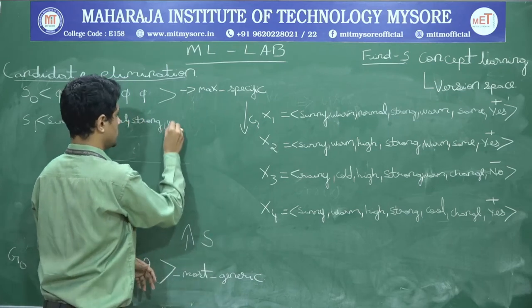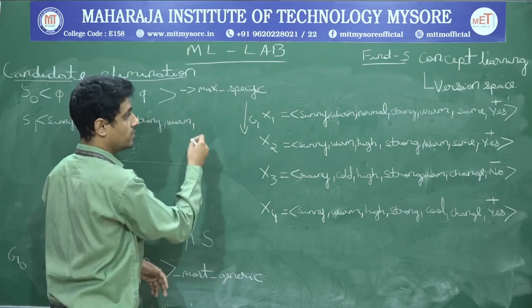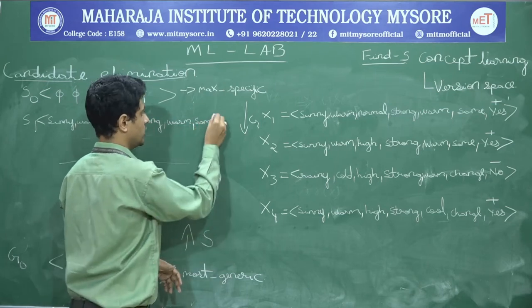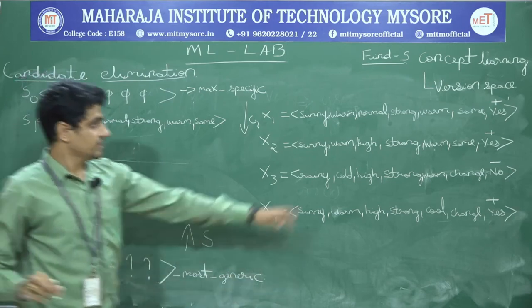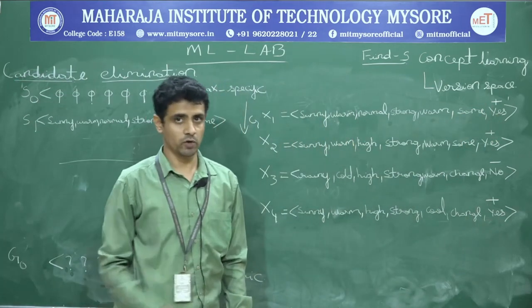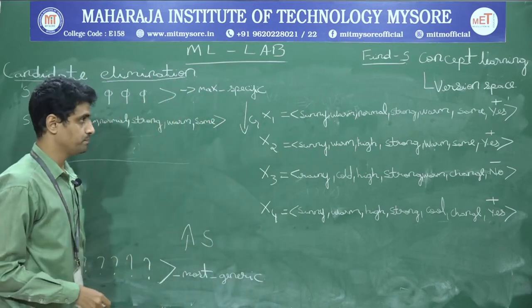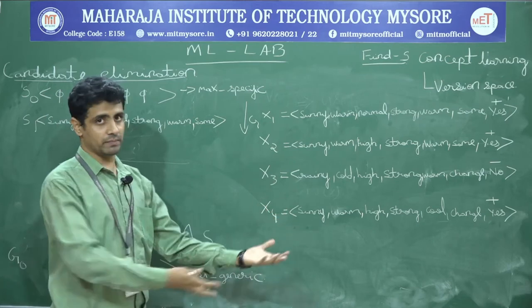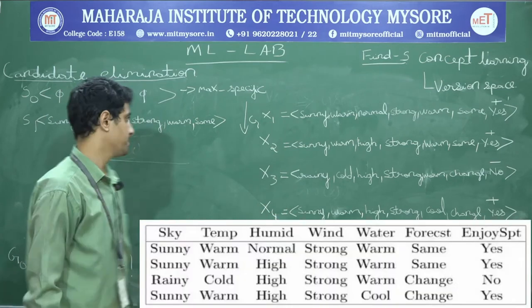Strong, warm, same. Okay, I have left out the target attribute. These are called the target attribute, as you all know, because you have already seen it in the Find-S algorithm. While explaining, if there are some examples I want to mention, they will be displayed on the screen, so you can have a view on it.